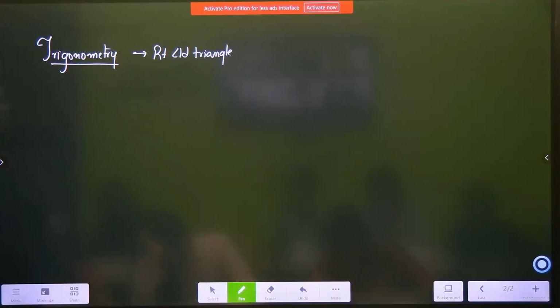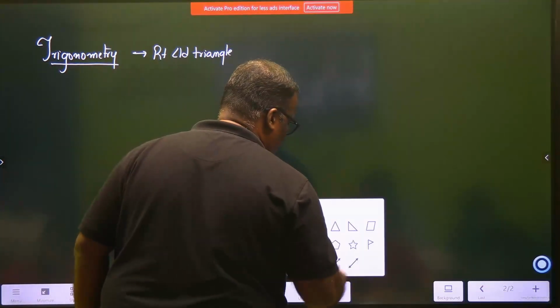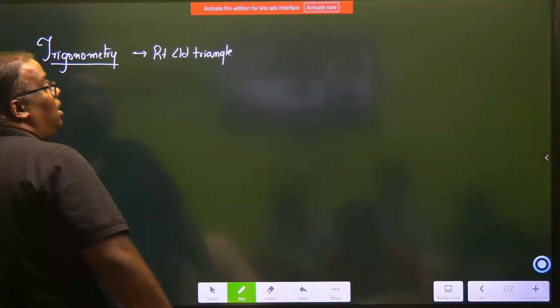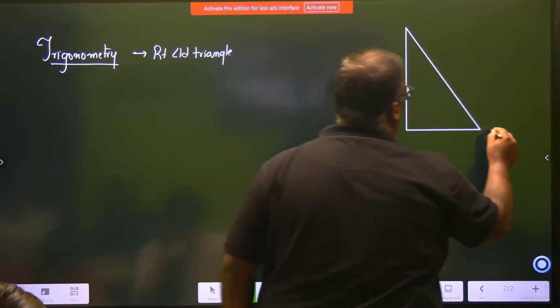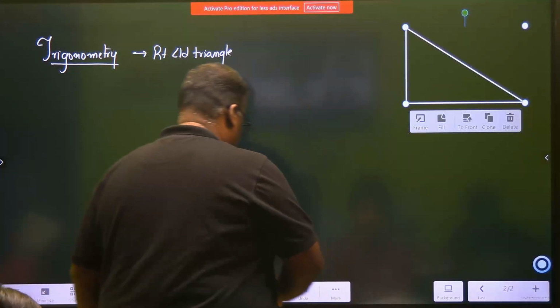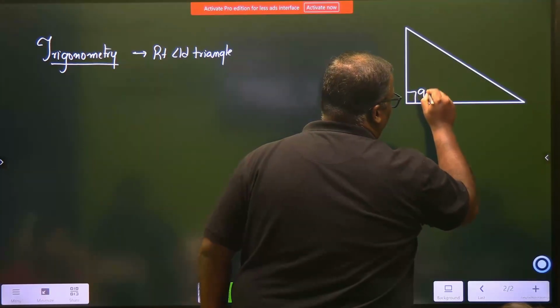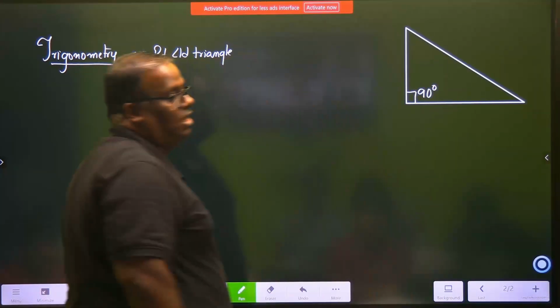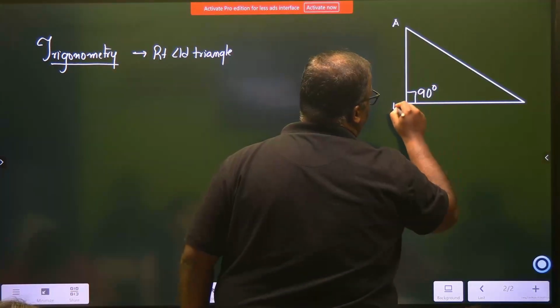Some of this I had taught last year in brief, but again we will start from the basics. This is applicable for a right angle triangle. So what is a right angle triangle? A triangle in which one angle is 90 degrees. So this is my right angle triangle, and obviously it appears from the symmetry that this is 90 degrees. And I name this ABC.